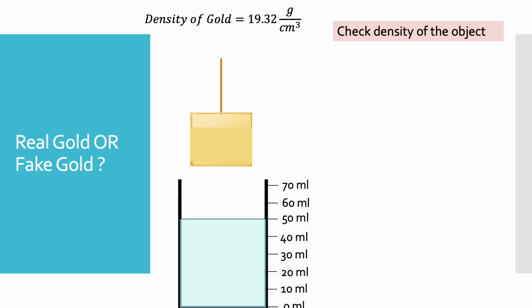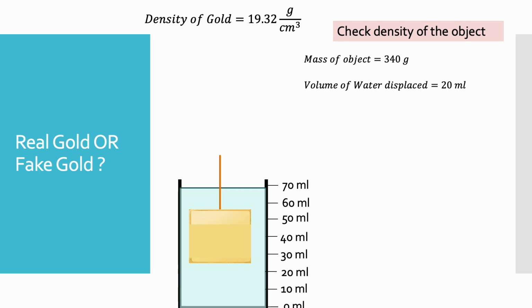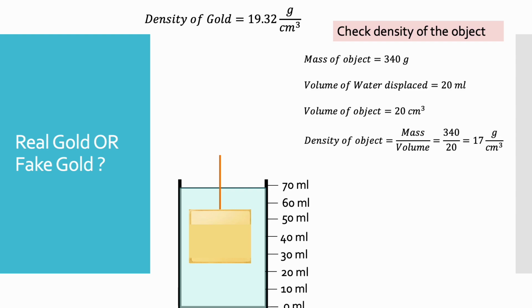Let's try another example. This time we have a different object. Its mass is 340 grams and it displaces 20 centimeter cube of water. Okay. So the mass of the object is 340 grams. The volume of water displaced is 20 milliliter, which is equal to 20 centimeter cube. Density of the object is mass divided by volume, and the density is 17 gram per centimeter cube.